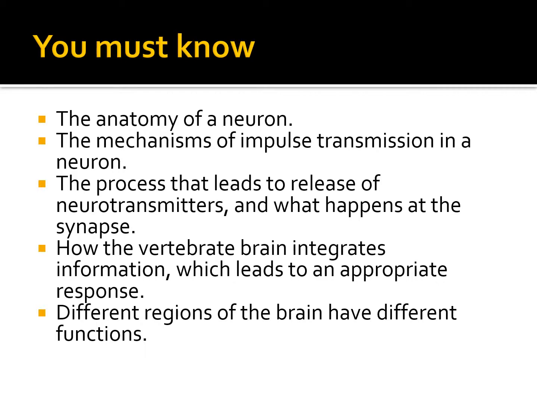The anatomy of a neuron, the mechanisms of impulse transmission in a neuron, the process that leads to the release of neurotransmitters, and what happens at the synapse. How the vertebrate brain integrates information which leads to an appropriate response. And, lastly, different regions of the brain have different functions.